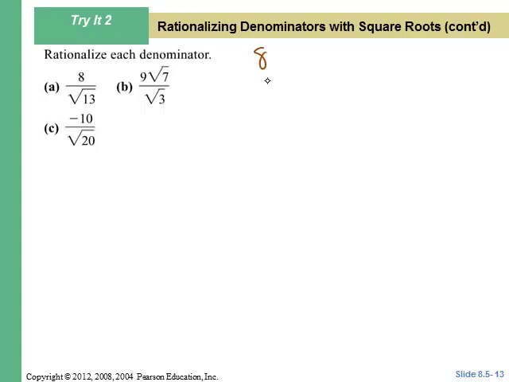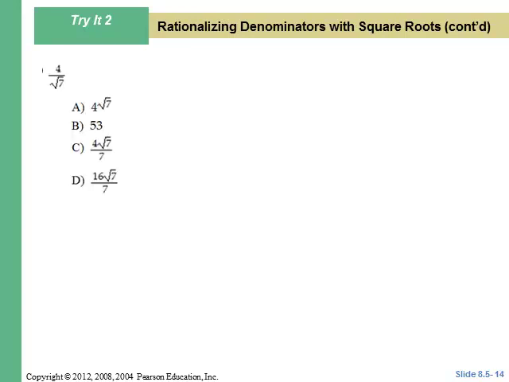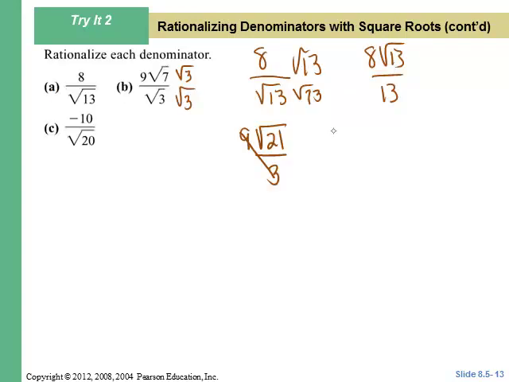Okay, for A, you're going to multiply top and bottom by the root of 13, and you're going to get 8 root of 13 over 13. B, multiply top and bottom by the root of 3, and you get 9 root of 21 over 3. These two cancel, to give you 3 root of 21.